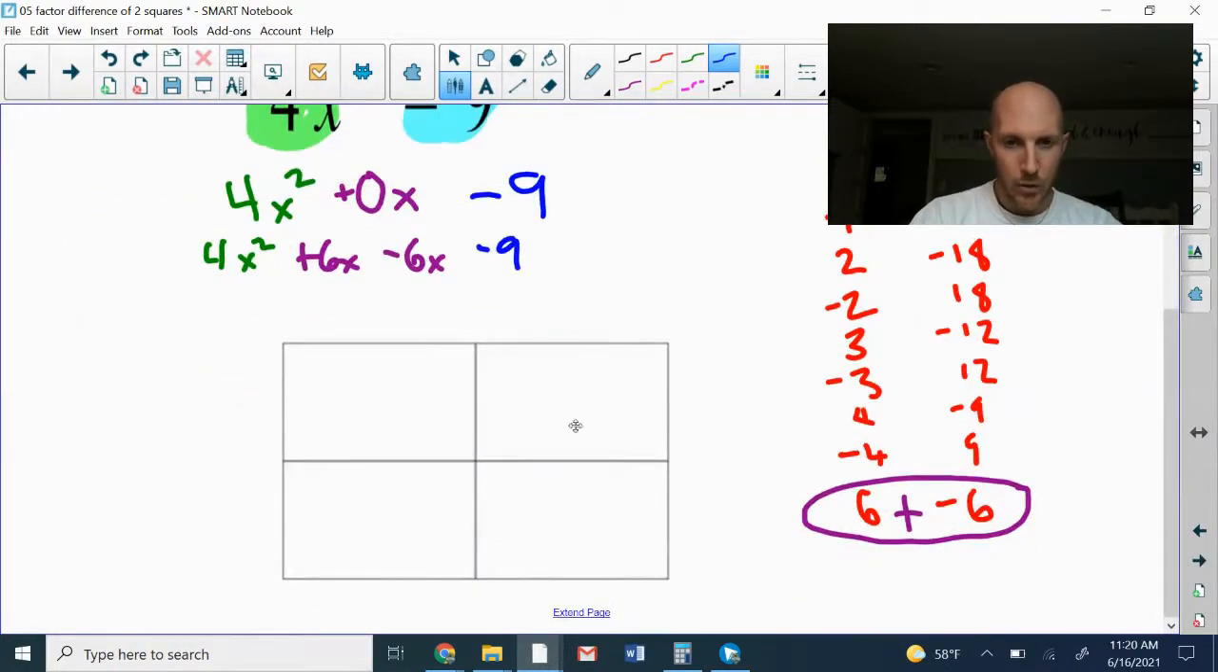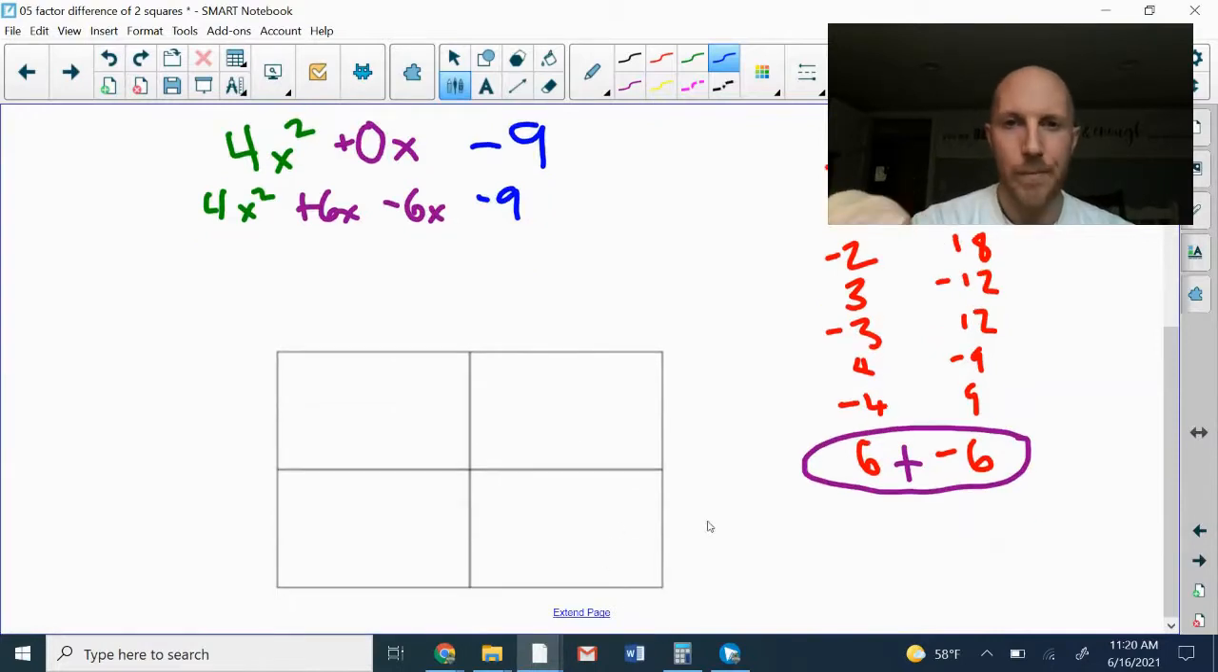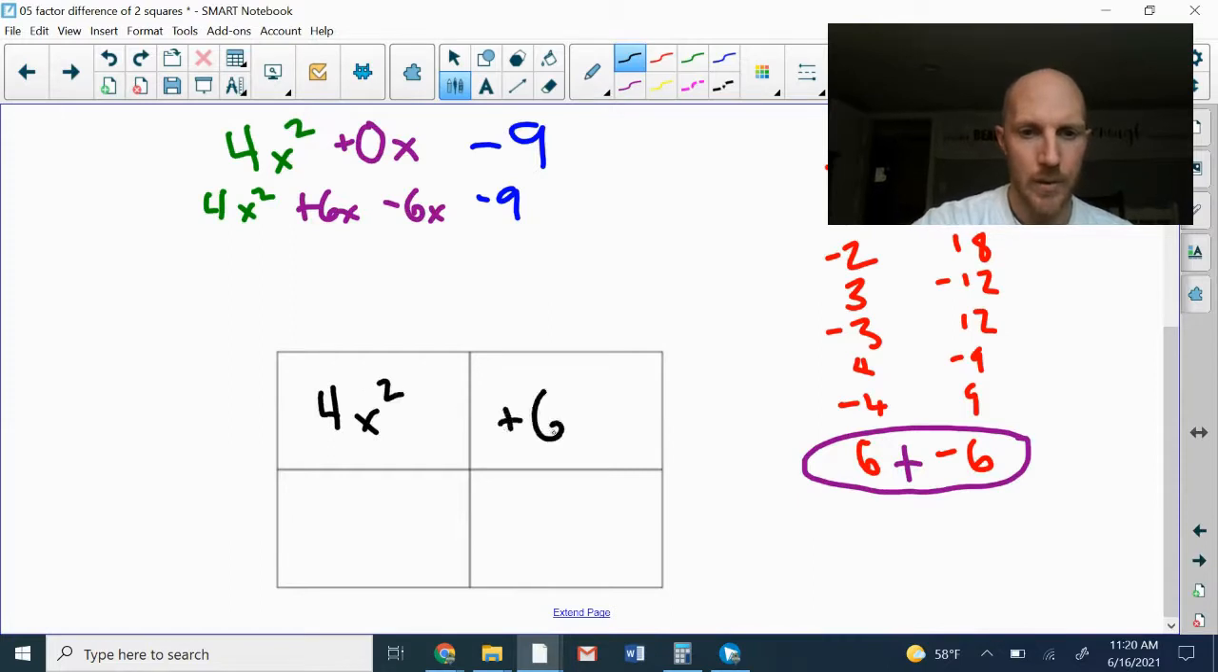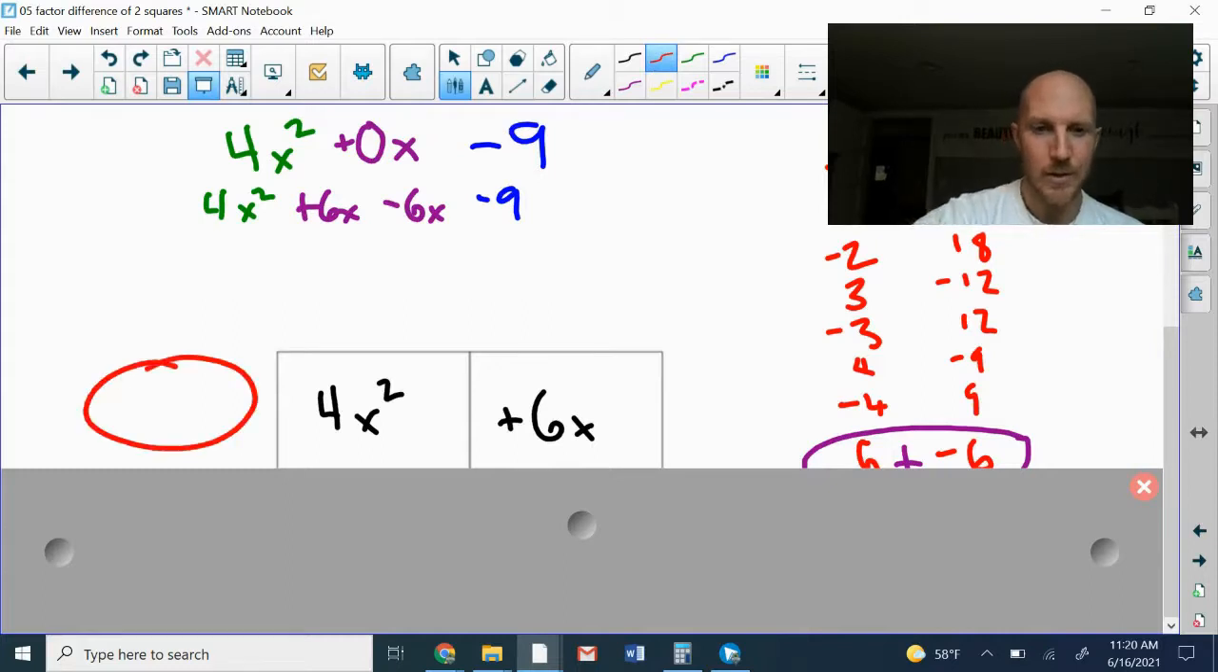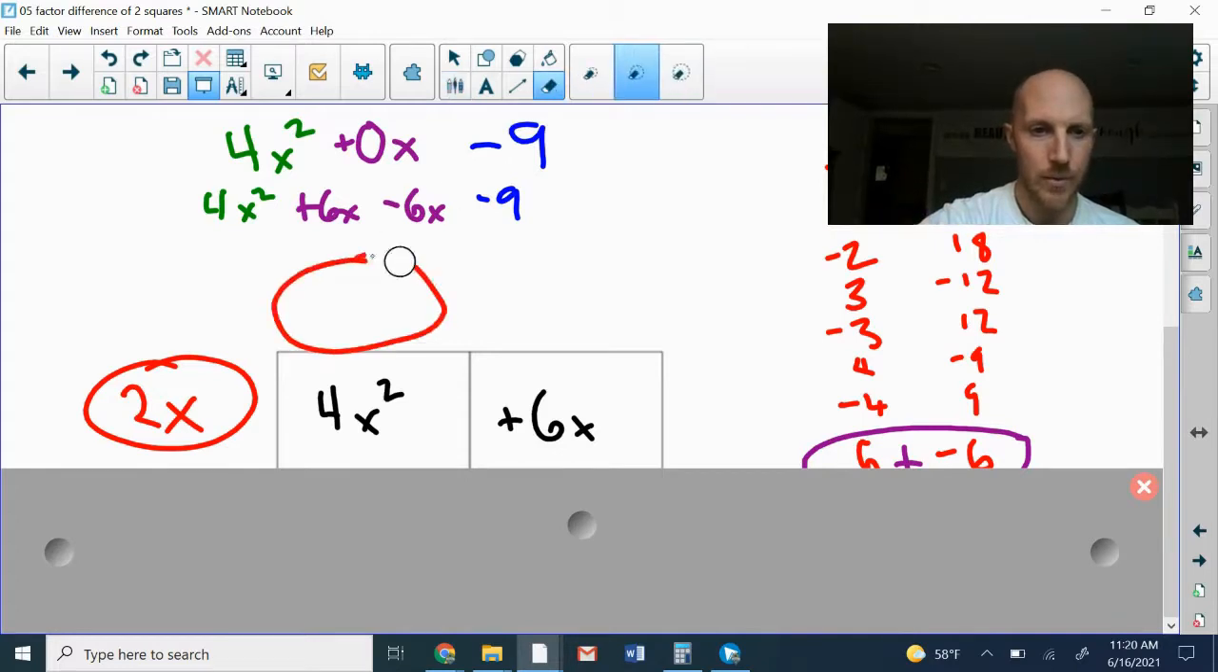Okay, so 4x squared plus 6x minus 6x minus 9. All right, let's go across the top row. First, greatest common factor: the 4 and the 6, those are both multiples of 2. And when I look at the variables, I see both boxes have an x. So they have an x in common. So that x is going to go here. Oops, let's do this in blue.